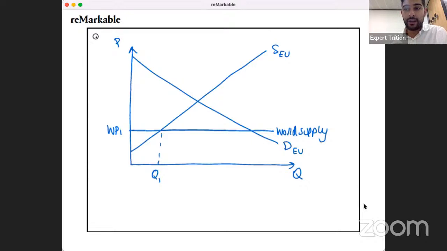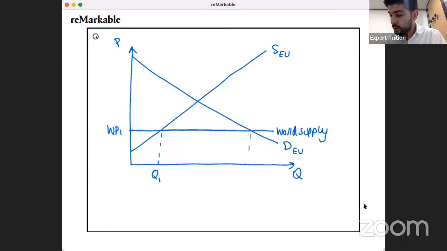Why? The reason is because a supply curve maps out at different prices what a producer is willing to sell. So the higher the price, the more incentive I have to sell this good. Well, this market price of WP1 for European manufacturers is not that attractive. They go, no thanks, I'm not interested. They'll make some of it, so they'll make Q1 units, but they're not going to make that many units.